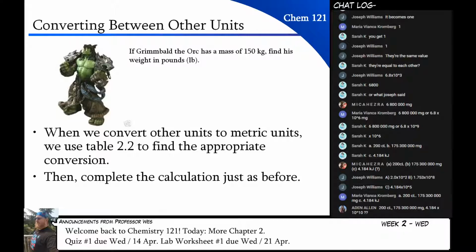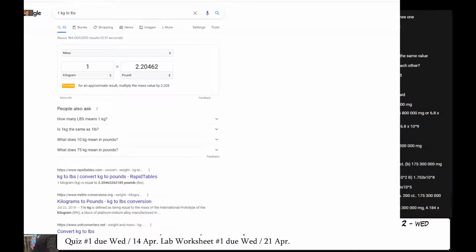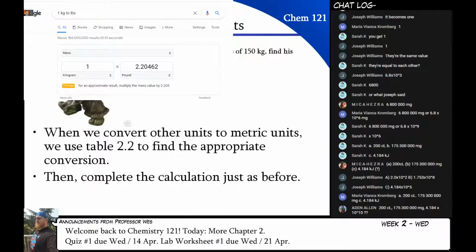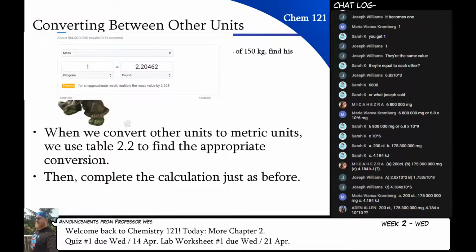So, I'm going to go to Google, and let's see here. 1 kilogram to pound. And what this looks like, once you've typed it in, you can just type this straight into your search bar. It'll look like this. This thing right here, this is what we want.